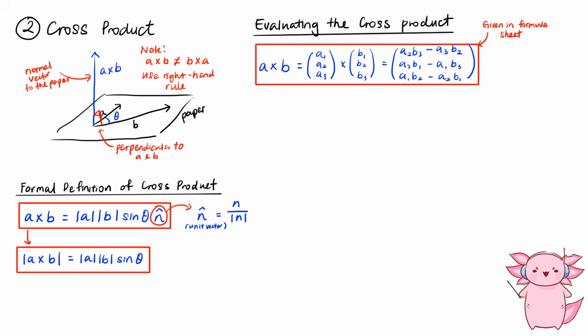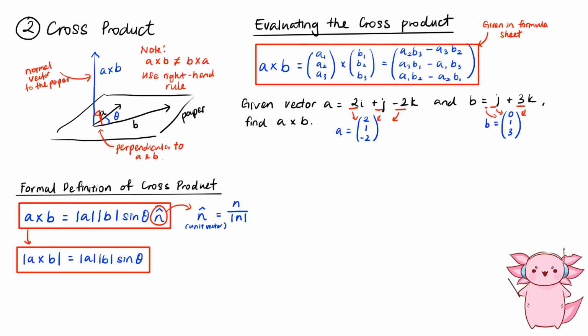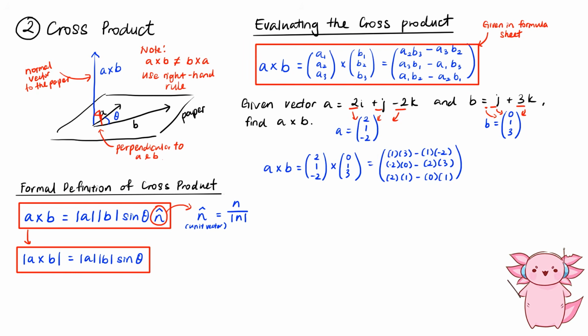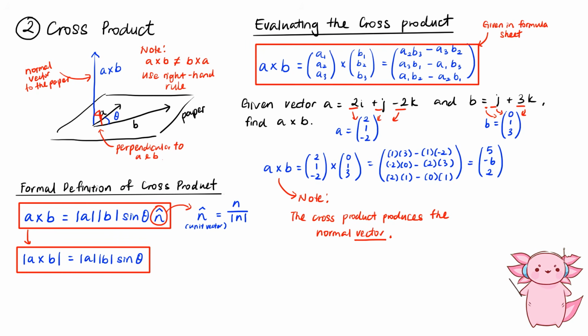Let me show you how to actually do a cross product. And don't worry, this formula is given in the formula sheet. By looking at the coefficients of i, j, and k for vectors A and B, we can use this formula to get A cross B is equal to 5, -6, and 2, which is perpendicular to both A and B.